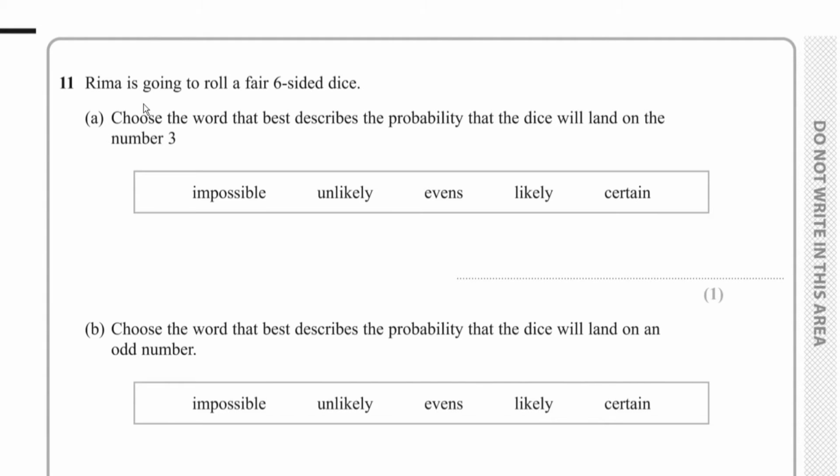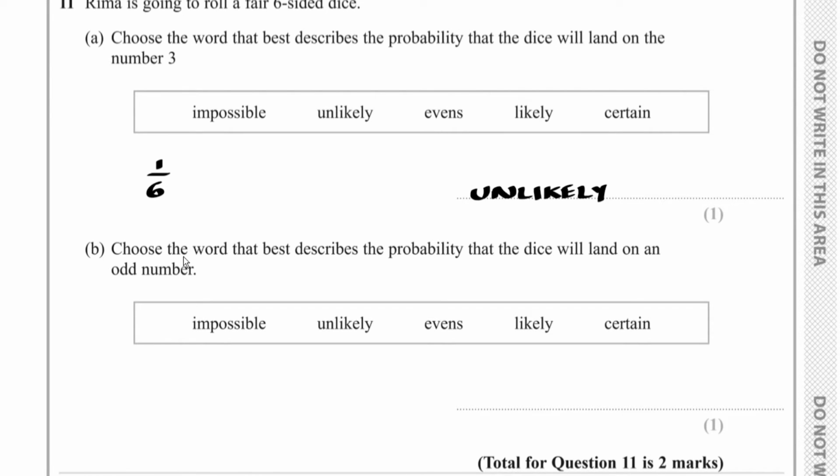Question number 11. Rima is going to roll a fair 6-sided dice. Part A. Choose the word that best describes the probability that the dice will land on the number 3. The probability that the dice will land on a number 3, well, out of 6 possible options, one of those is a 3. So we have 1/6. This corresponds to a probability word of unlikely.